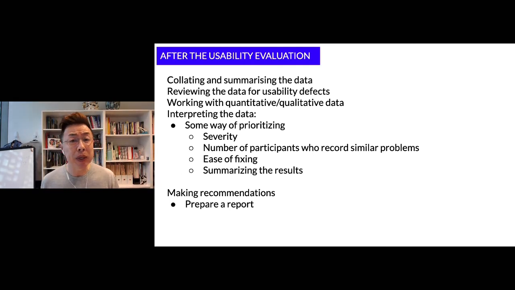So after the usability evaluation, you need to collate and summarize the data. You need to review the data and look at, okay, what are the usability defects? What can we do in terms of prioritizing the severity, and then start fixing things, okay? Usually what happens with a major usability testing at a company is that we then prepare a report. So you'll also need to prepare a report in this subject, but I'll talk about how you might prepare the report in another video.